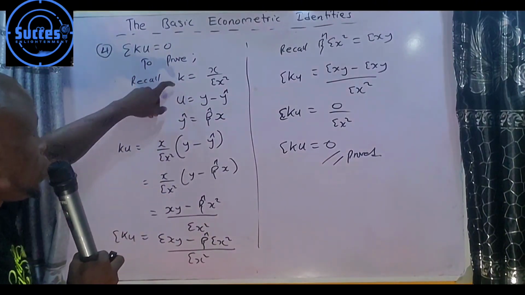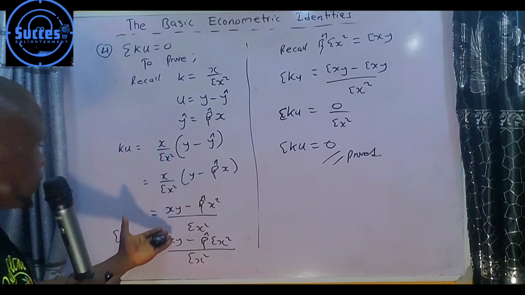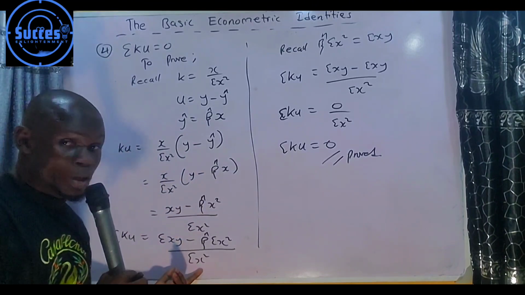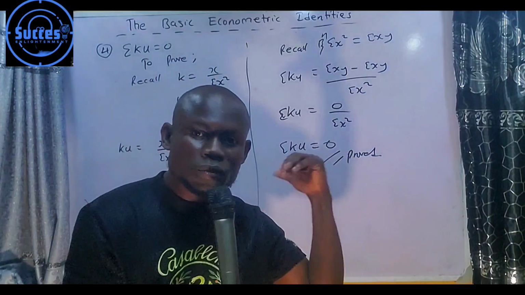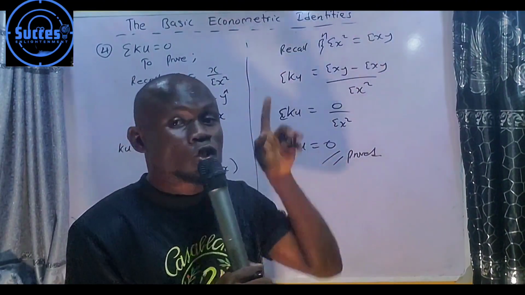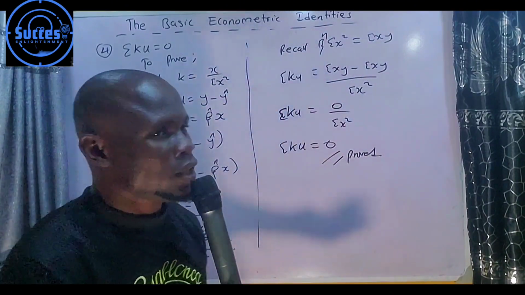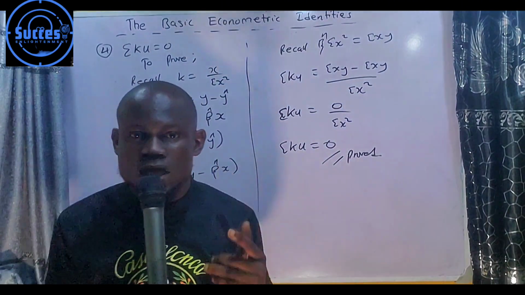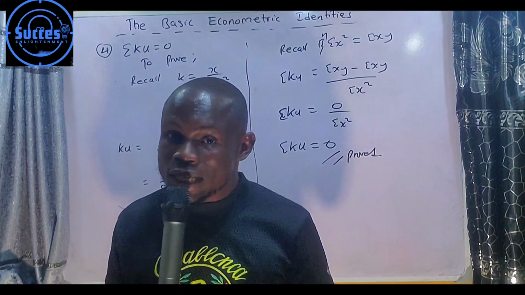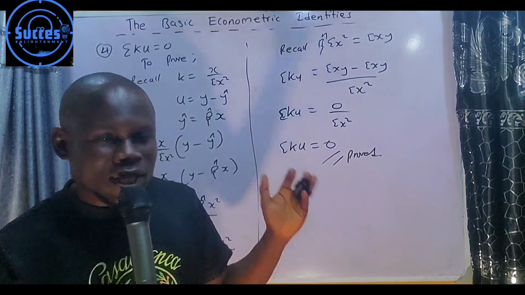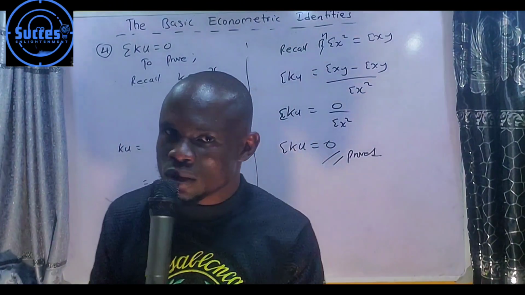You have to recall what your k and u are, and then just make the substitution. You open this bracket, and this is what you find when you bring the summation to it. But don't forget, beta cap summation x squared is also an identity we proved, equal to summation xy. So just put this inside, and then you are here. The reason I didn't solve this in the first video is that it requires using some already proven identities, so I decided to make it a separate video. But they are very simple and straightforward.